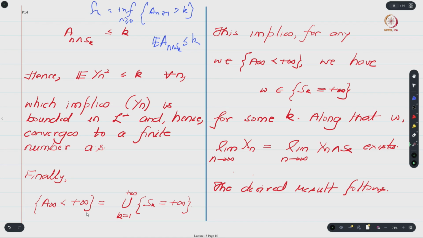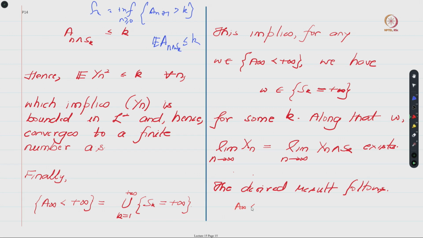Now okay, let us look at this event, A infinity is less than infinity. So A infinity less than infinity is, recall, the event of interest for us. In particular we want to show that A infinity less than infinity is the event on which almost surely limit Xn exists, and one can very easily see that from the definition of Sk that is given over here. So let us elaborate a bit.